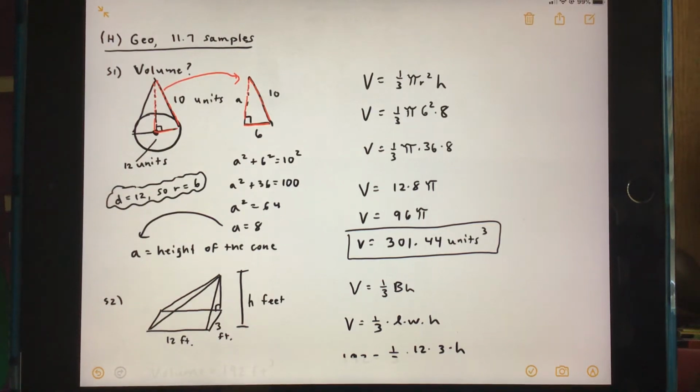Hello, geometry classes. Let's figure out the answers to some volume questions. In this lesson, we're working with volumes of cones and pyramids. So, sample 1, what's the volume of the cone?